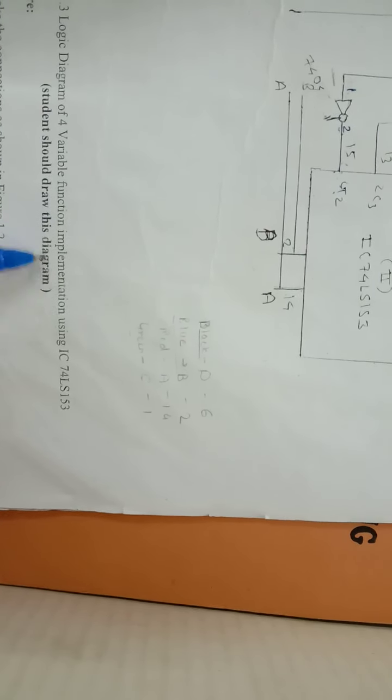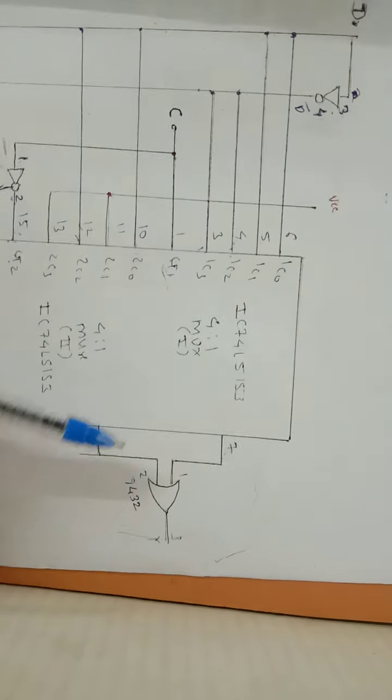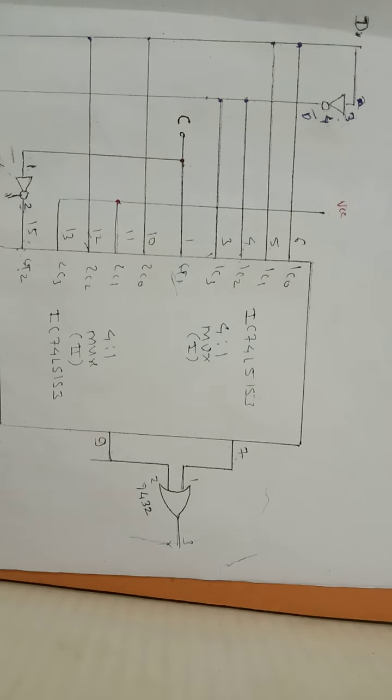The expectation is that students should draw this diagram. That's why the expectation is that we design this by referring to the data sheet. I already told you, for each experiment students should download the data sheet, and referring to the data sheet, students should draw the logic diagram. Okay, fine. Now we will see the implementation of the diagram.